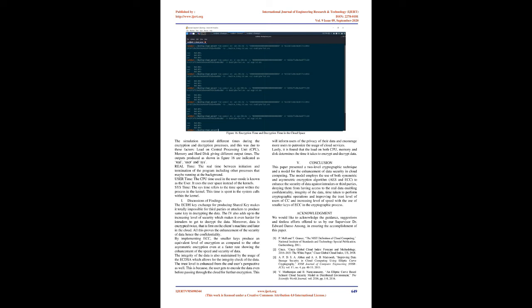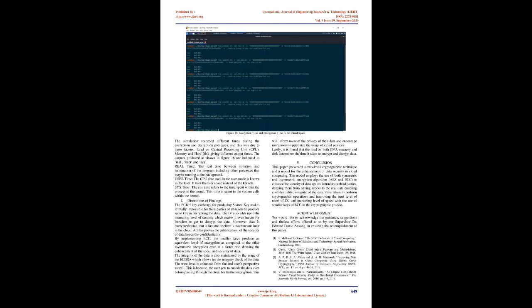The outputs produced as shown in figure 16 are indicated as real, user and SYS. Real time is the real time between initiation and termination of the program, including other processes that may be running in the background. User time, the CPU time used in the user mode, is known as the user. It uses the user space instead of the kernel. SYS time refers to the time spent within the process in the kernel. This time is spent in the system calls within the kernel.